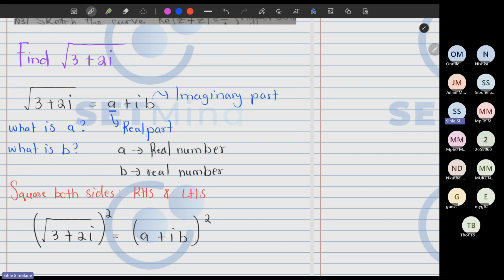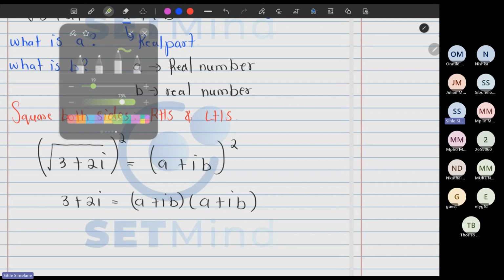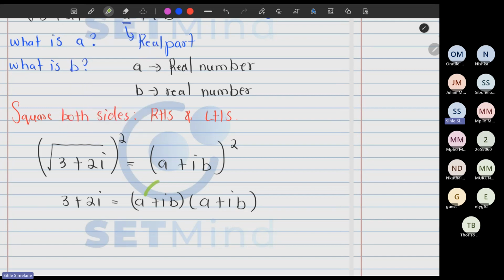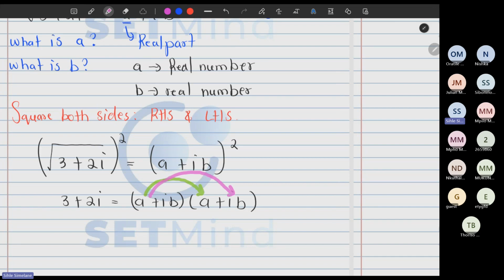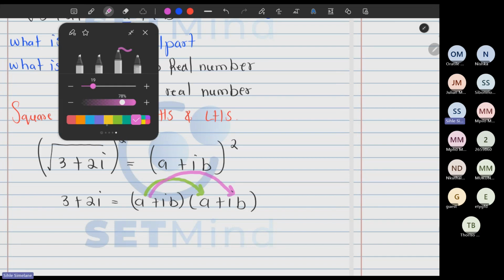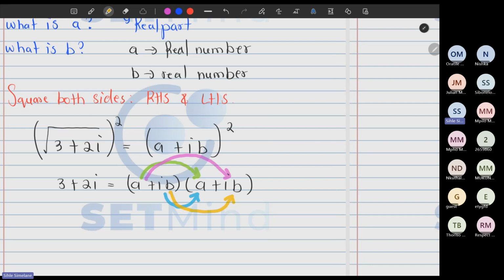When we square the left-hand side, the square root will fall away such that we are left with 3 plus 2i. And then the right-hand side will simply be a plus ib, but because it is squared, it is two brackets. So we have a plus ib times a plus ib. If you remember, this is just complex number multiplication. So we'll do the typical FOIL: multiply this with that, this with that, and lastly this with that.